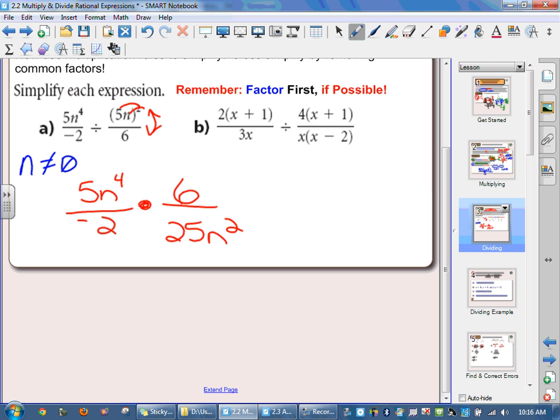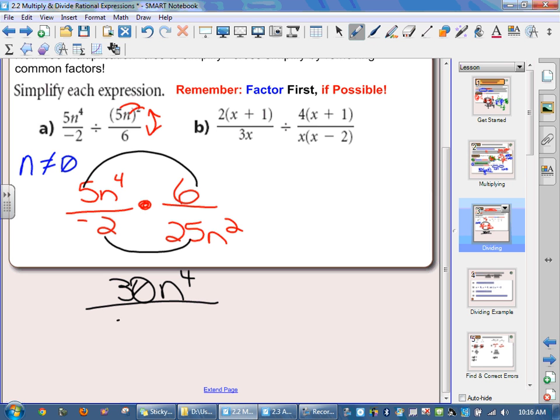Now what you can do is combine your top, which means multiply it, and combine the bottom by multiplying, and then you're just going to get one fraction again. Then you reduce that fraction. So on here, I'm going to multiply the 5 and the 6. So I'm going to get 30 n to the exponent 4 on top, and on the bottom I multiply those, and I'm going to get negative 50 over n squared.